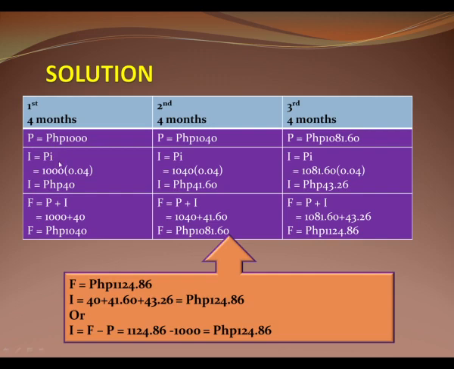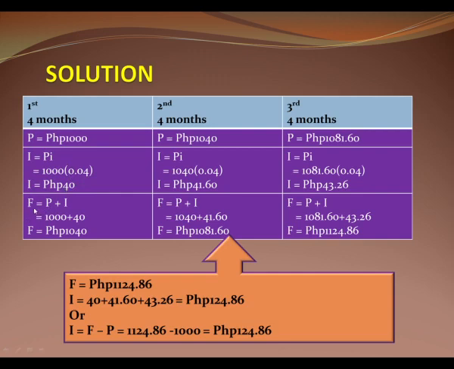But since we have to consider 1 conversion period, the interest should use the periodic rate i, and the time T is 1 period, so this is simply P multiplied by the periodic rate i. So the interest for the first 4 months will be 1,000 multiplied by 4%. Then the interest earned for the first 4 months is 40 pesos.